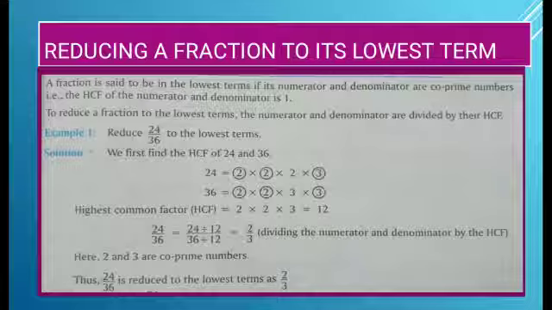Here we got 2 upon 3 by dividing the numerator and denominator by the HCF. Here 2 and 3 are co-prime numbers. Thus 24 upon 36 is reduced to the lowest terms as 2 upon 3.